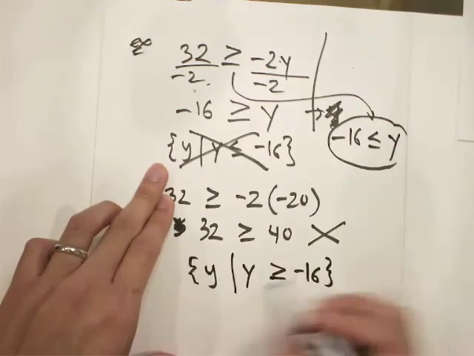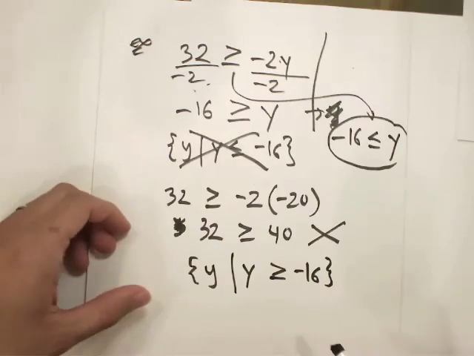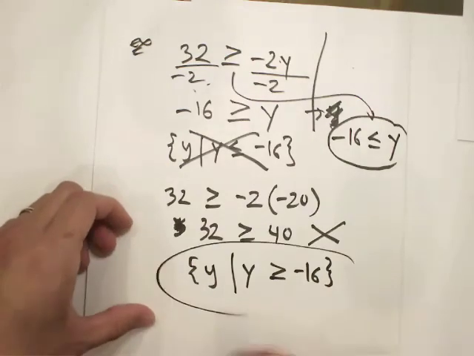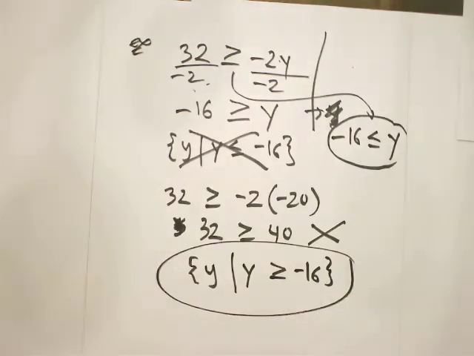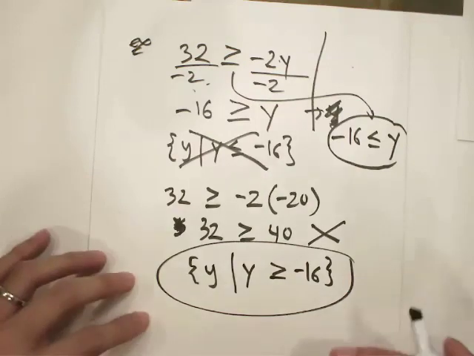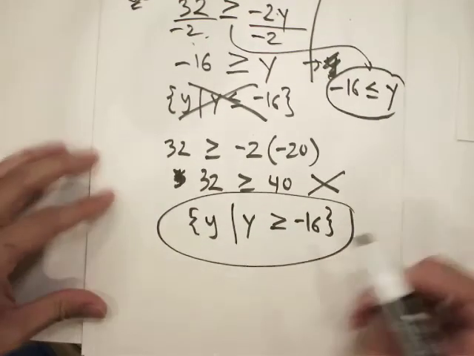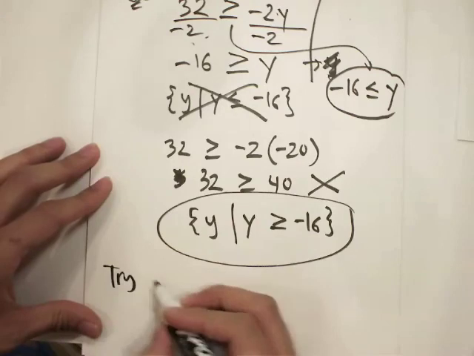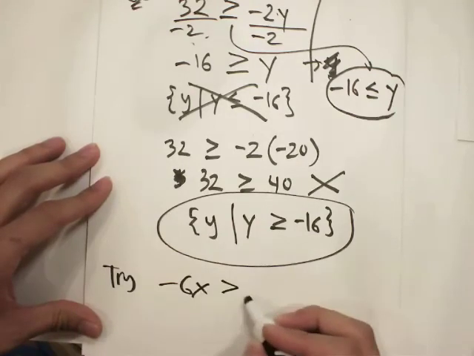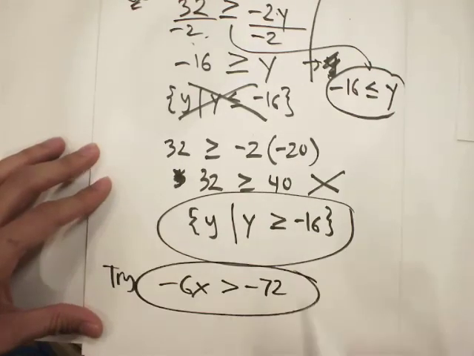Now this time when you try to put it back in and then try to test it, it will be true. Okay, but don't forget, whenever you divide or multiply by a negative value, during your last step, you need to flip this symbol. So I want you to go ahead and try this one now. And we'll check the answer when you come back.